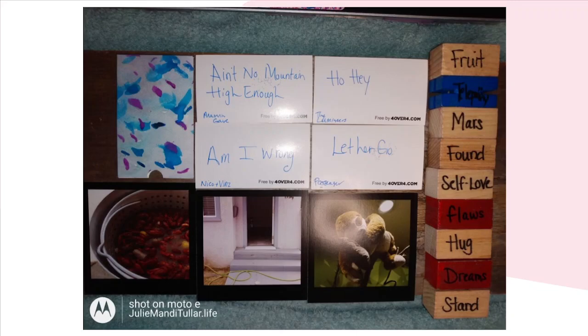start with Ain't No Mountain High Enough by Marvin Gaye, Ho Hey by the Lumineers, Am I Wrong by Nico and Vinz, and Let Her Go by Passenger. So Ain't No Mountain High Enough is about a certain level of determination for being together, right? And then Ho Hey is that song where it's I belong to you, you belong to me, you're my sweetheart.